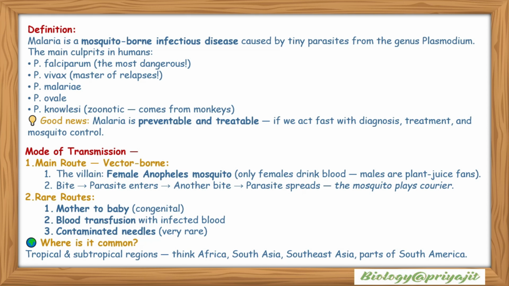Main route, which is vector borne. The villain is the female Anopheles mosquito. Only females drink blood. Males are basically plant juice eaters. When the mosquito bites, the parasite enters. Another bite, the parasite spreads. The mosquito plays the courier. Rare routes: mother to baby, which is congenital, blood transfusion with infected blood, and contaminated needles, which is very rare. Where is it common? Tropical and subtropical regions, think Africa, South Asia, Southeast Asia, parts of South America. Malaria is very common there.